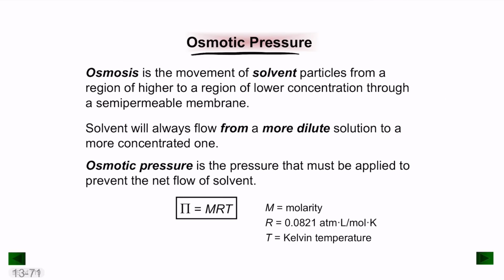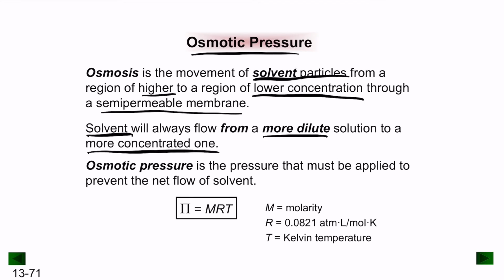Next, let's discuss osmotic pressure. So what is osmotic pressure? Before we discuss osmotic pressure, let's first discuss osmosis. Osmosis is a phenomenon where the solvent particles will try to move from a higher concentration region to a lower concentration region through a semi-permeable membrane. Remember that solvent will always flow from a more dilute solution to a more concentrated one.